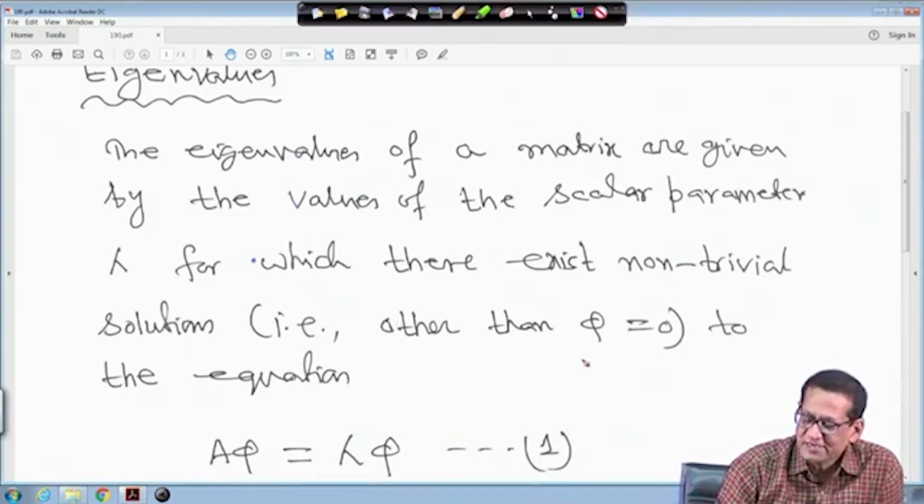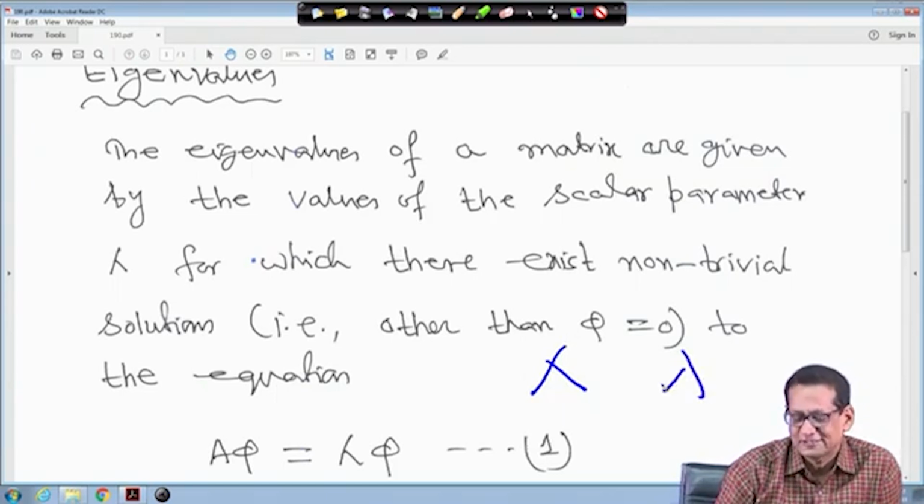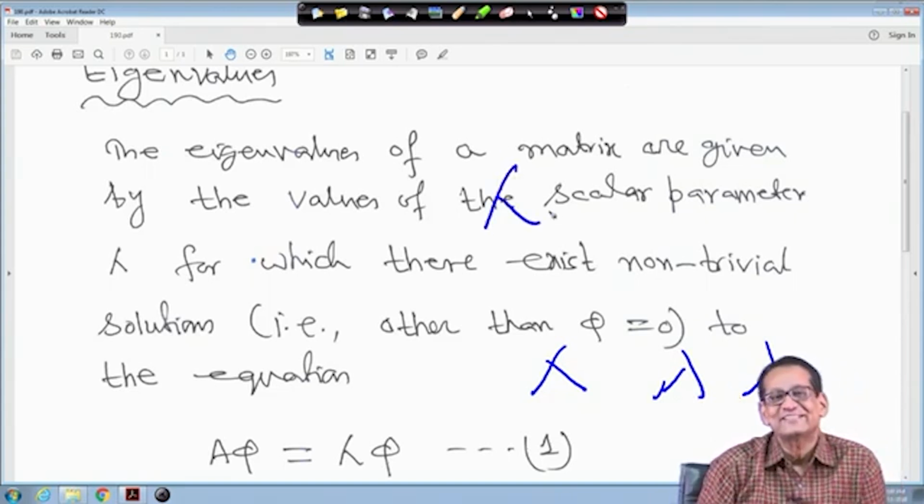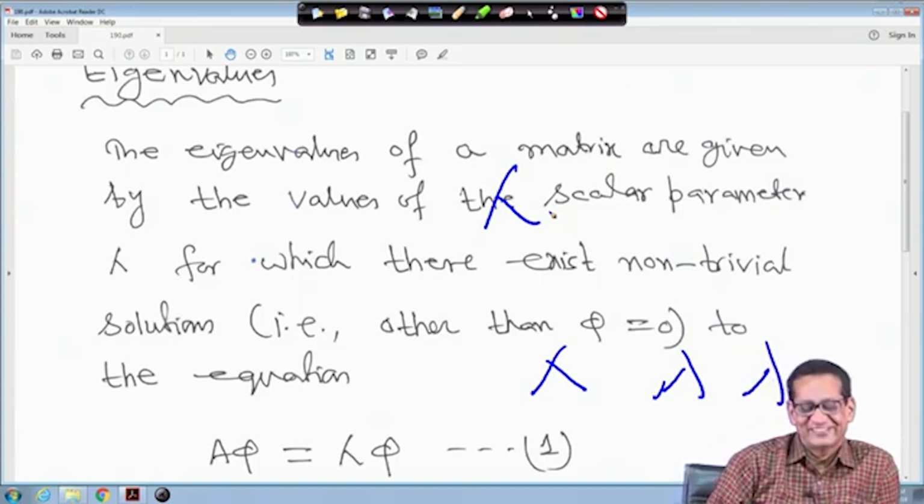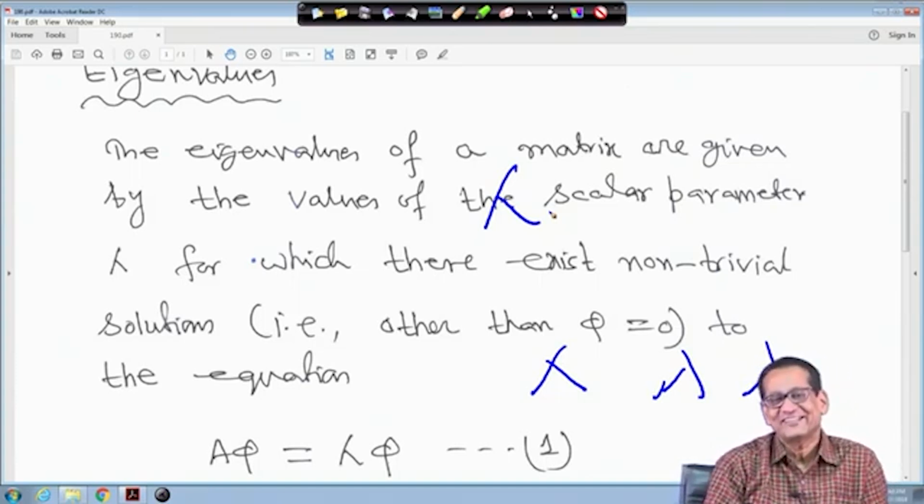Actually my habit has become to write lambda like this. Actually lambda is like this, right, but my habit has become lambda like this. So you should forgive me for that.